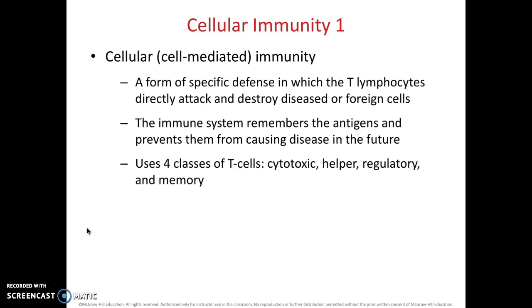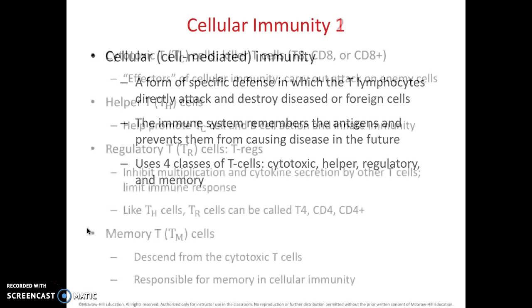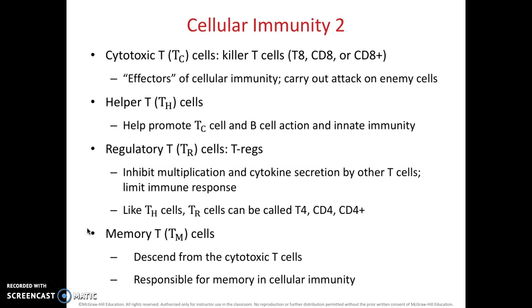future disease. There are four different classes of the T cells. These are cytotoxic, helper, regulatory, and memory. So cytotoxic T cells are called killer T cells. You don't need to know exactly what they are with the T8, CD8, or CD8 plus, but do know that they're cytotoxic T cells. These are called the effectors of cellular immunity because they carry out the attack on enemy cells. So it makes sense that they would be called cytotoxic because they're toxic to enemy cells.